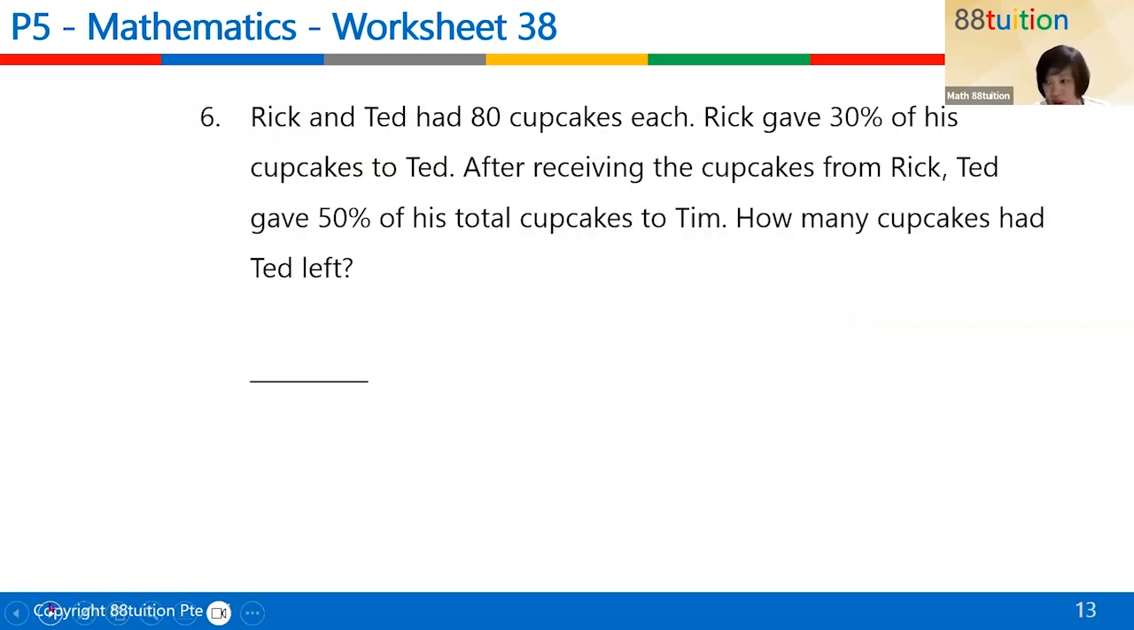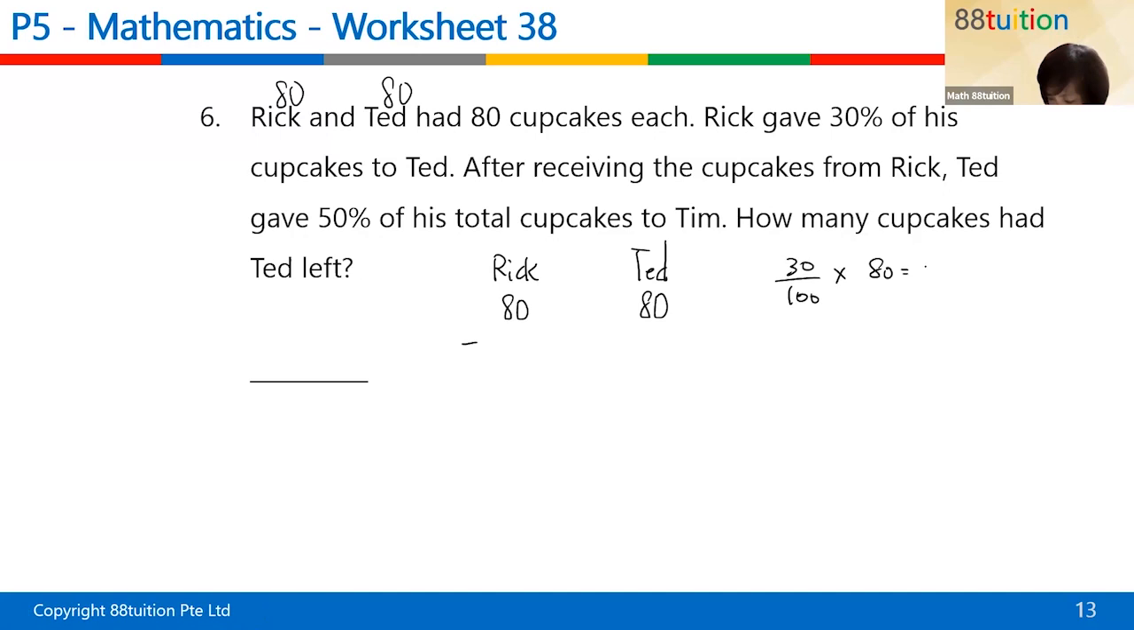Question 6. Rick and Ted had 80 cupcakes each. So with the 80 cupcakes, that means he must have 80. Ted must also have 80. And Rick gave 30%. Okay, so what I'm going to do is for Rick, I'm going to do a column here. They each have 80 and 80. Rick gave 30% of the cupcakes to Ted. So the 30% here will be 30% multiplied by 80, that gives you 24.